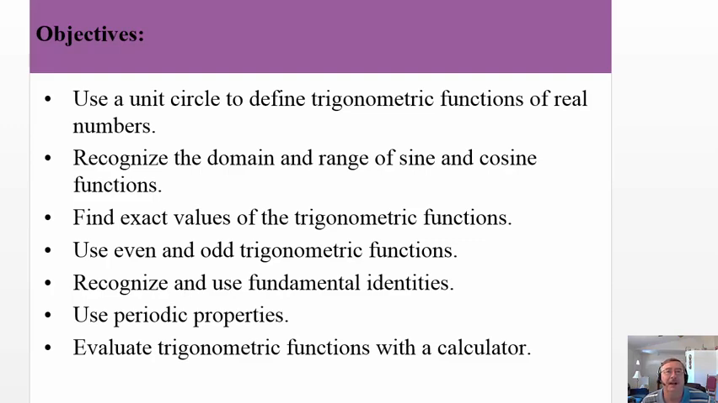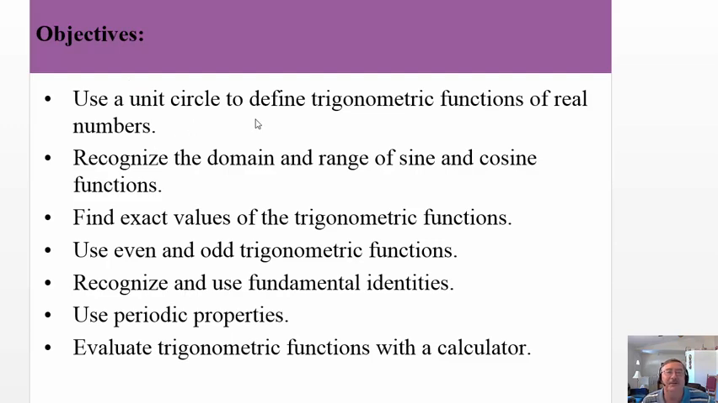This is College Trigonometry Video 2, and we're going to discuss the unit circle in this video, one of the most important concepts in all of trigonometry. Many trig professors will call this the circle of life. All right, so in this video, we're going to use these objectives.